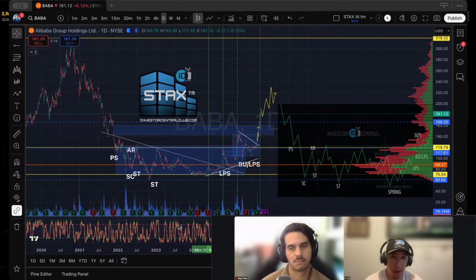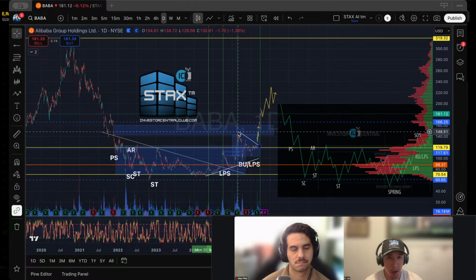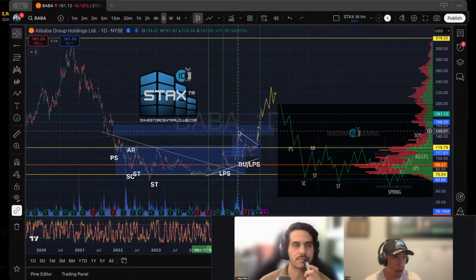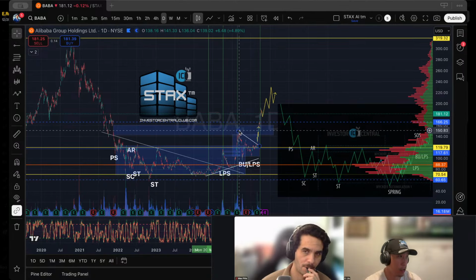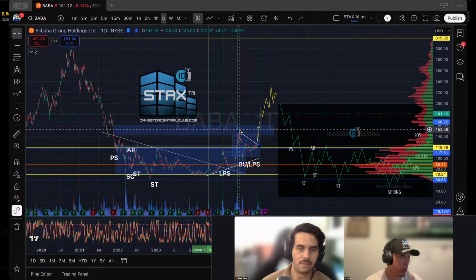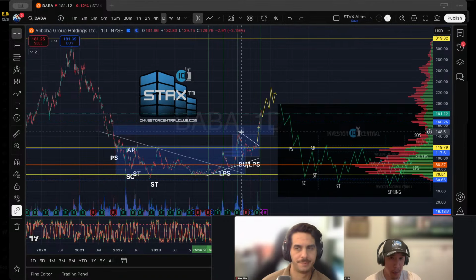Another thing that really helped too, I know they're not marked in here, but we did see some STAX AI prints for Alibaba come in. I think it's one of our biggest winners ever. During this big push up here, we saw some of our Alibaba prints. I think it was a 3,300% return. So basically $100 turned into $3,300 off of that Alibaba STAX AI print.